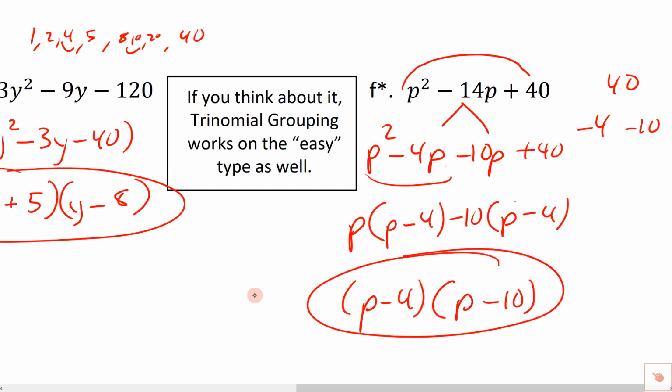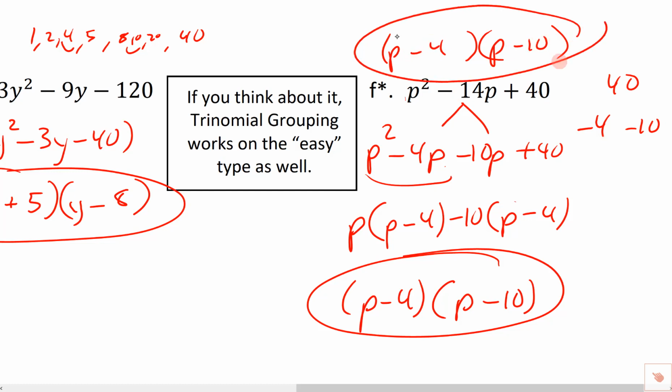Now, that is the right answer, but think about how much easier it would have been if we just did it the easy way. Since that starts off with a 1, I know I've got a p and a p, and I need numbers that multiply to be positive 40 and combine to be negative 14. I'm going to put a negative 4 here, and I'm going to put a negative 10 right here. That is a million times simpler, okay?